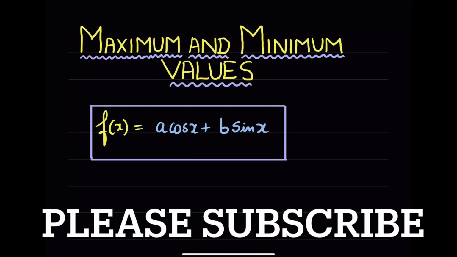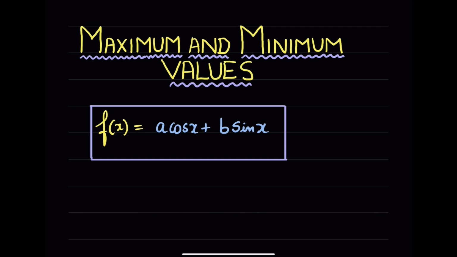In this video, let's understand how to find the maximum and minimum value of a function of the format a cos x plus b sin x. Let's consider a right angle triangle with two sides a and b and hypotenuse equal to r. So let alpha be the angle that we are measuring.